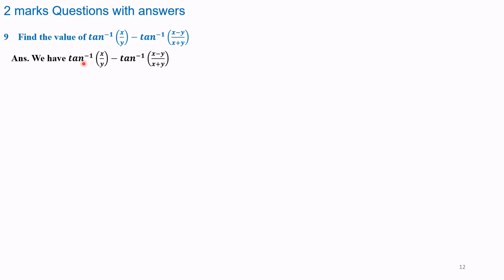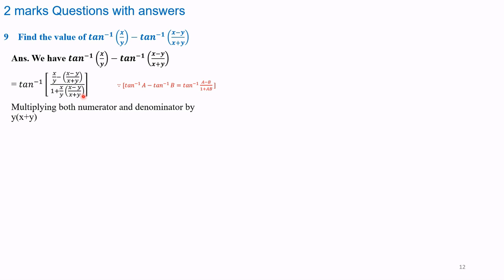Therefore, we are writing the given equation here. So this we will simplify. Therefore, it is tan inverse A minus tan inverse B. It can be written as tan inverse of A minus B divided by 1 plus AB. This we have to remember. Tan inverse of A minus tan inverse of B is equal to tan inverse of A minus B divided by 1 plus AB. So here we are writing A is x by y and B is x minus y divided by x plus y. Therefore, it is 1 plus x by y into x minus y divided by x plus y.